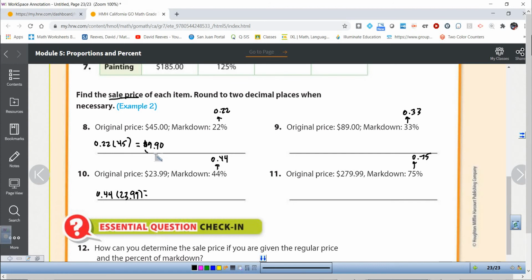This is not the sale price. This is the discount, or the markdown amount. We then have to subtract. We have to do $45 minus how much this person is saving, $9.90. Again, I'm going to do this without a calculator. This is going to become $44 and a dollar, so that's going to be 10 cents, and 44 minus 10 would be 34, so 44 minus 9 would be 35. So the answer is $35.10.